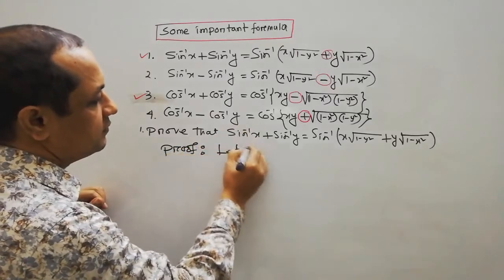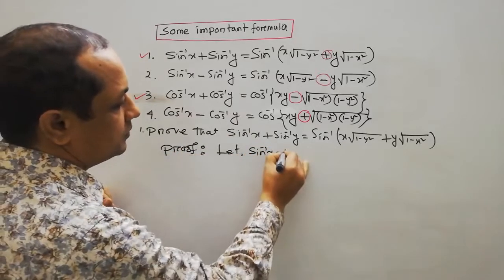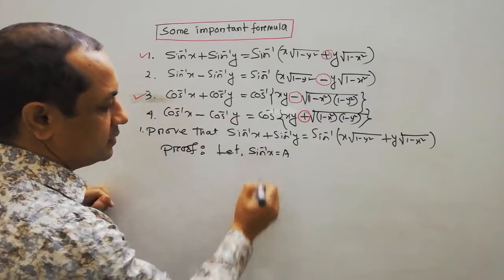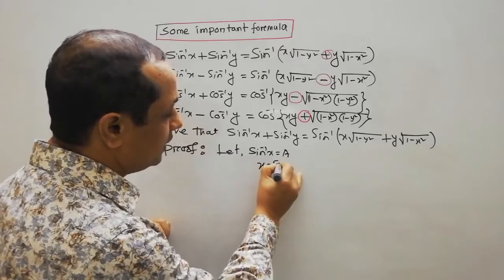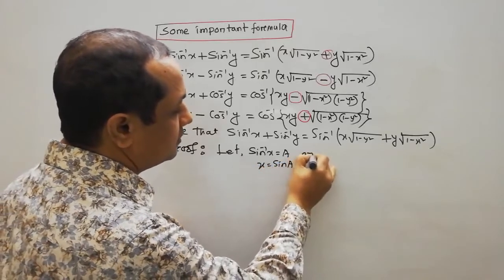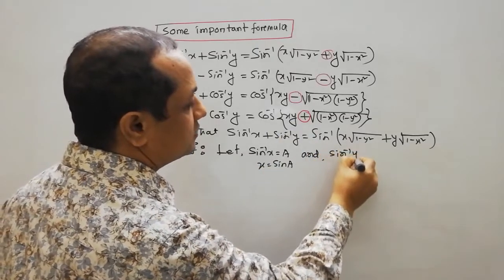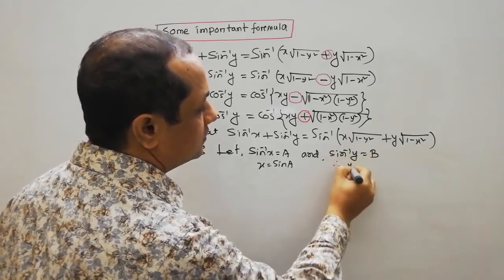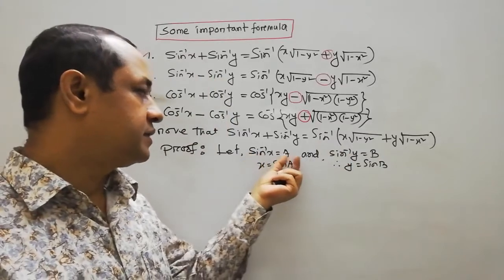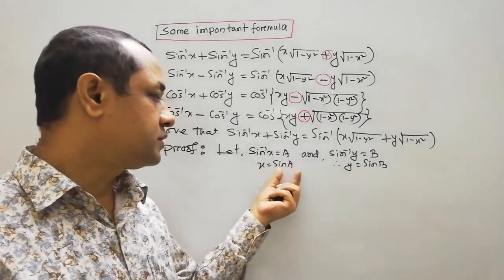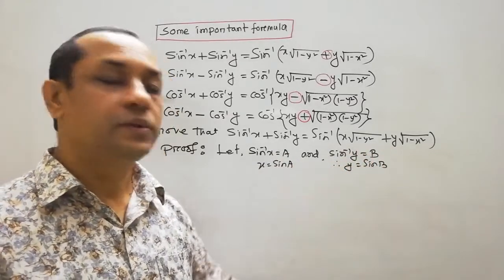Let sin inverse x equal a, then we can write x equals sin a, and sin inverse y equals b, so y equals sin b. Then student, sin inverse x equals a and x equals sin a, sin inverse y equals b, so we can write y equals sin b.